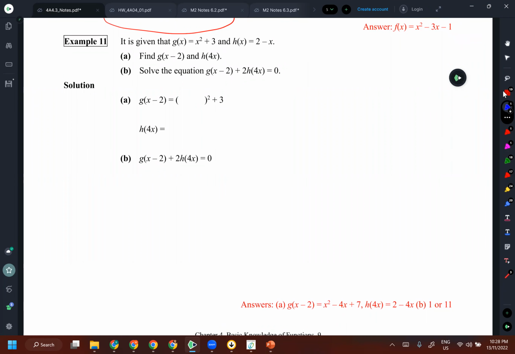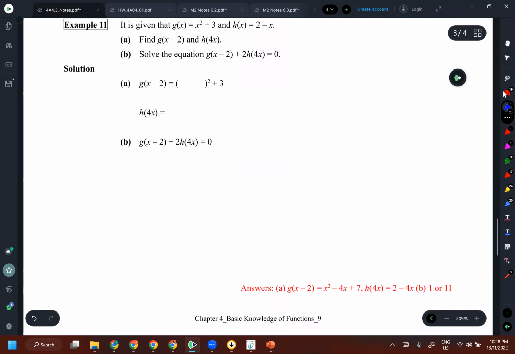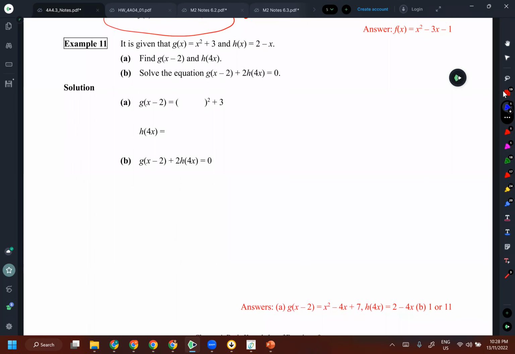Good morning, class. Let's look at example 11 on the notes, page 9. It is given that g of x is equal to x squared plus 3 and h of x is equal to 2 minus x. Find g of x minus 2 and h of 4x.